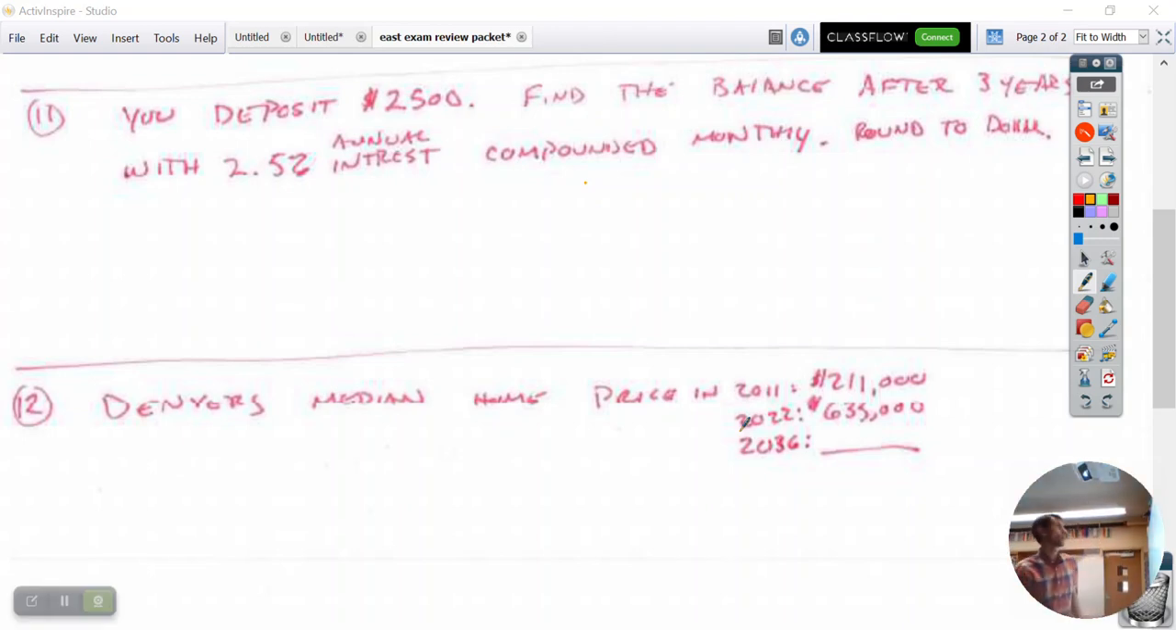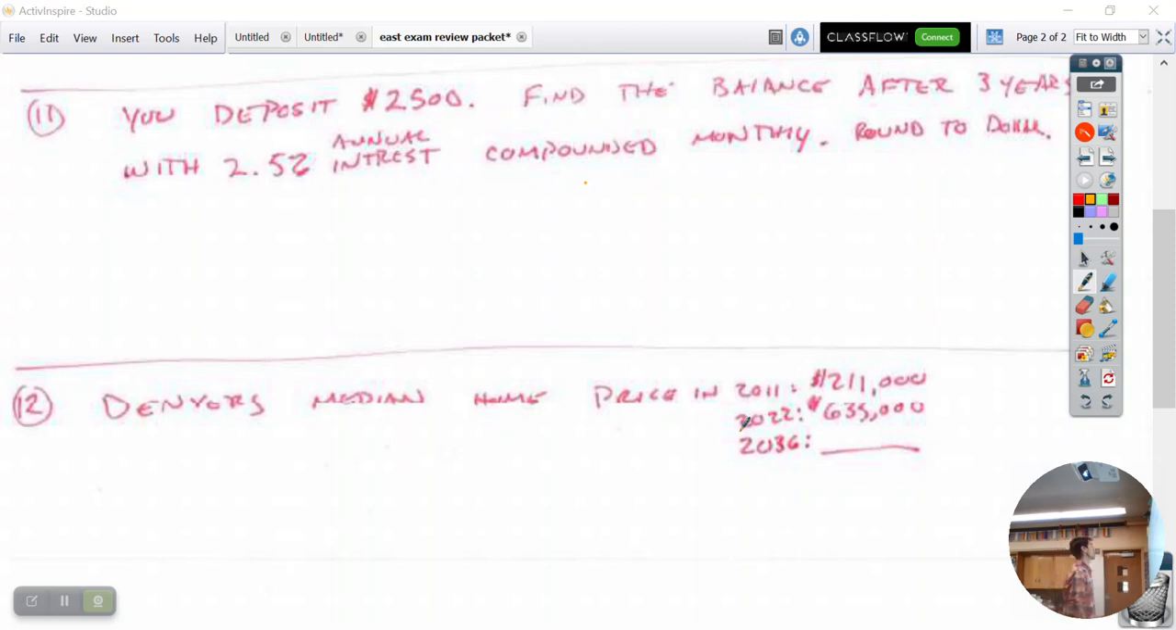All right, so my favorite, exponential relationships. You deposit $2,500 and you're going to find the balance after 3 years with a 2.5% annual interest rate, and it's compounded monthly. Round to the nearest dollar.